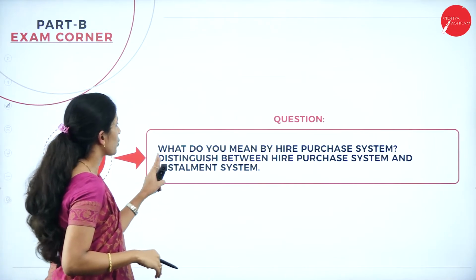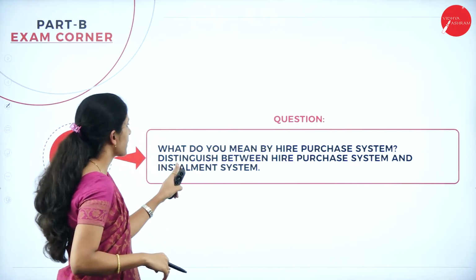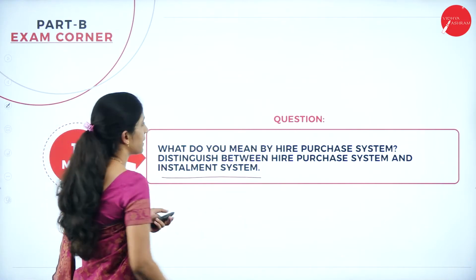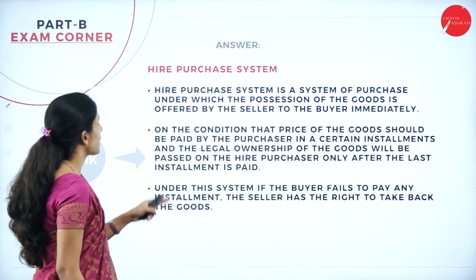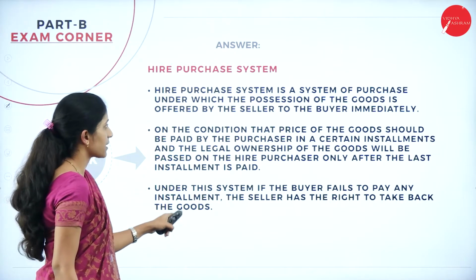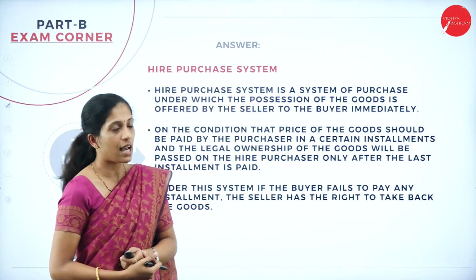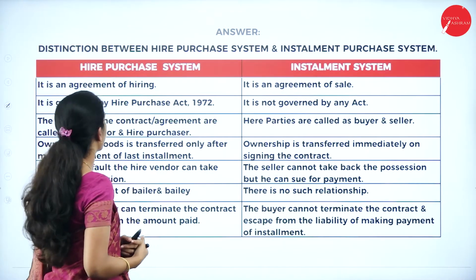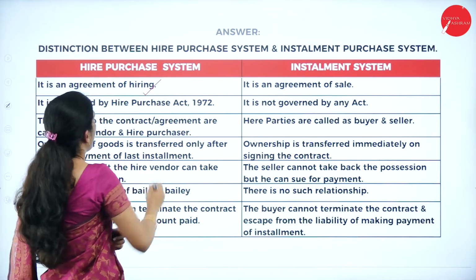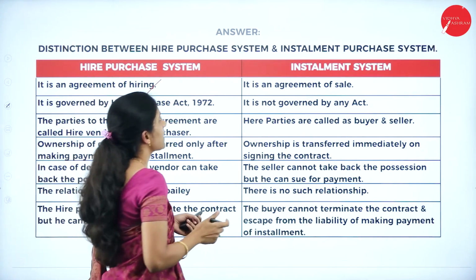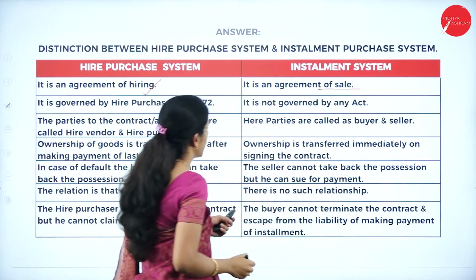Next 10 marks question is, what do you mean by hire purchase system? Distinguish between hire purchase system and installment system. So they will ask the difference between hire purchase system and installment system. Now if you go through the difference here, hire purchase system is an agreement of hiring, whereas installment system is an agreement of sale.